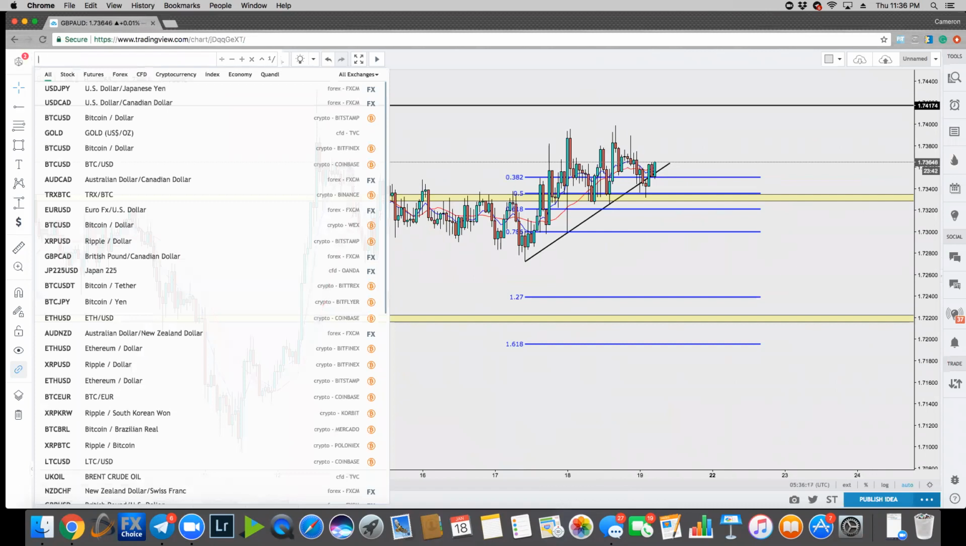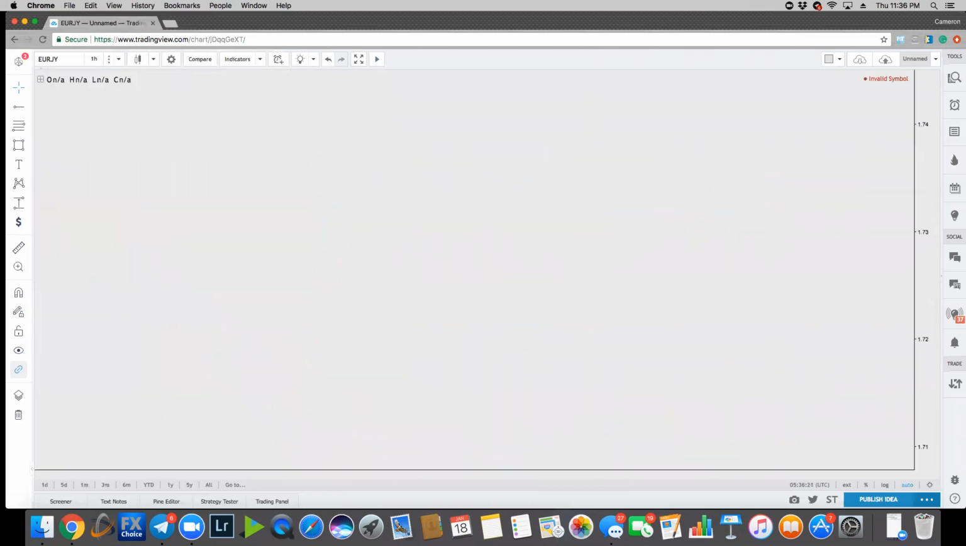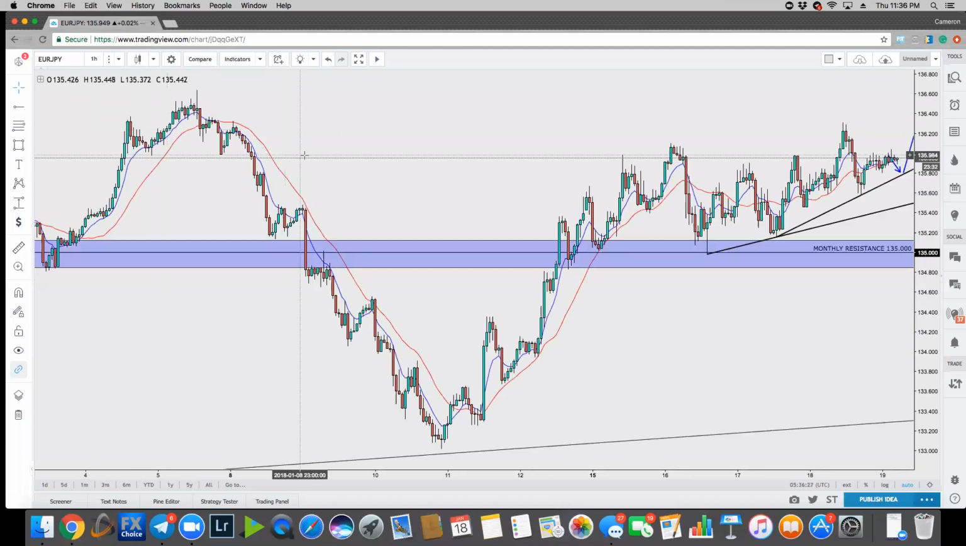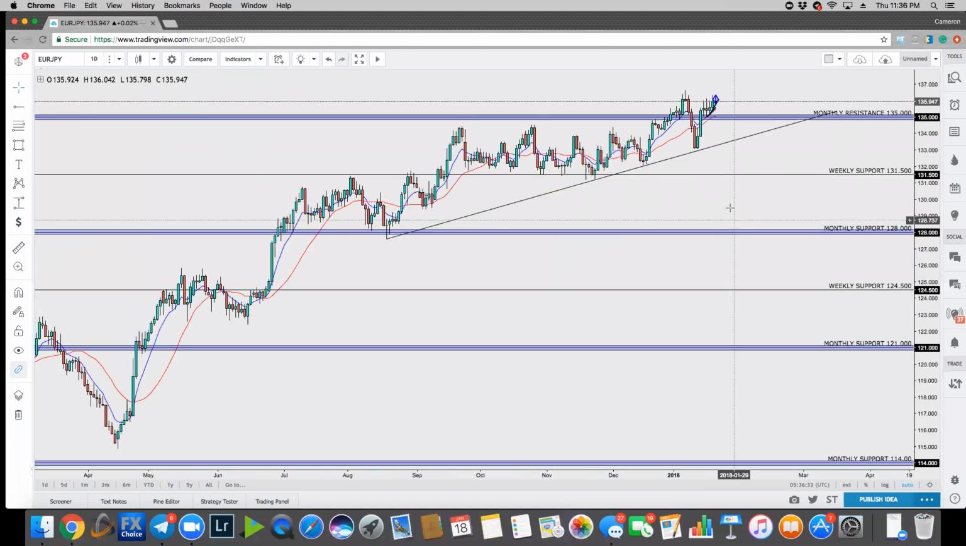Let's go to Euro JPY. I think I have my levels marked on for this. Yes, I think I do. I might not. I don't know. Yeah, okay, I do. So dope. So let's talk about this one.